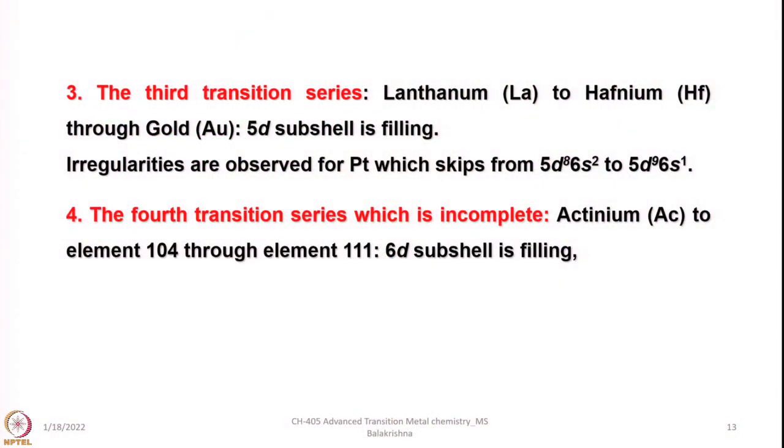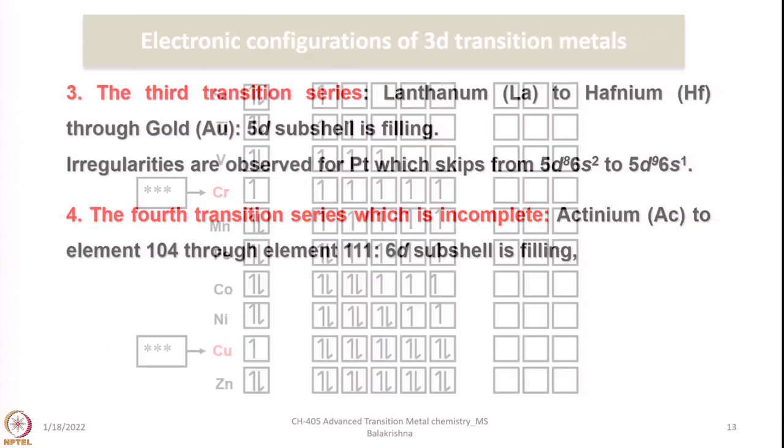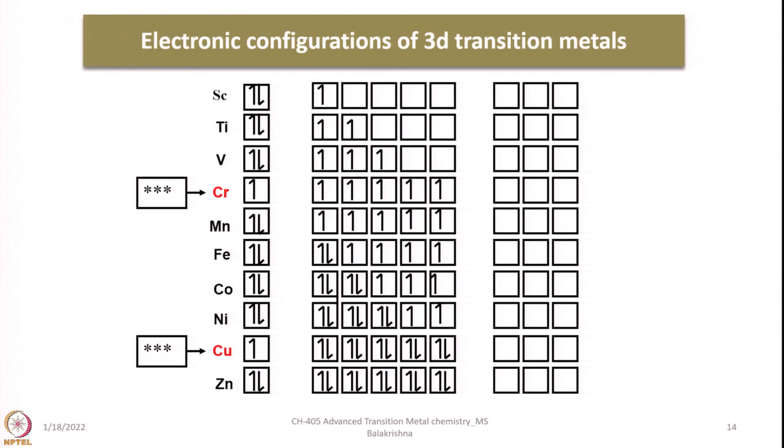When you look into the third transition series, lanthanum to hafnium through gold, the 5D subshell is filling. Again, irregularities are observed only in the case of platinum, which I already mentioned. The fourth transition series, which is incomplete, actinium to element 104 through element 111, has the 6D subshell filling. And of course, now we have completed the series. This slide shows the electronic configuration of the 3D series starting from scandium to zinc. We have a D1 system here and we have a D10 system.